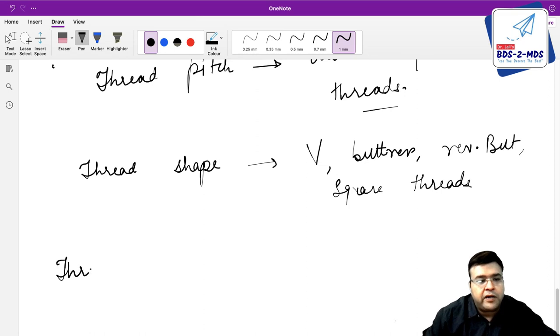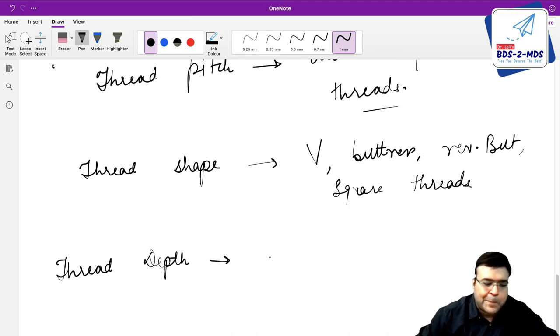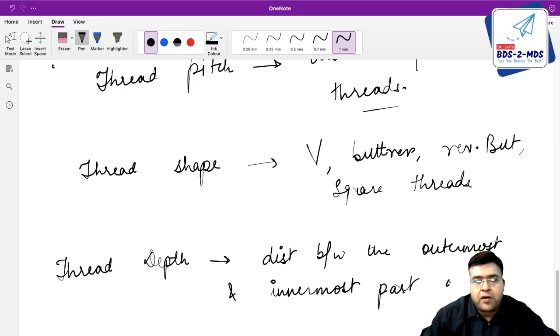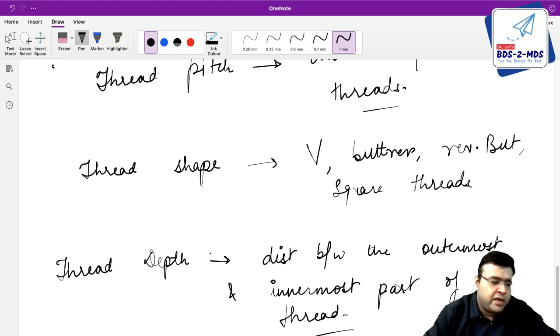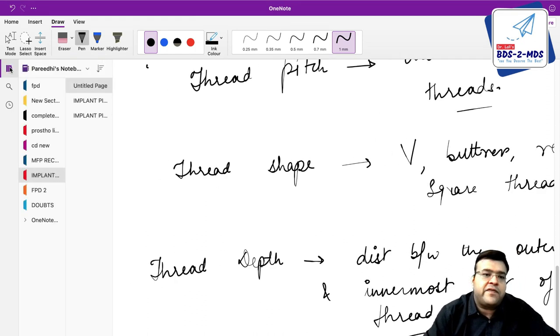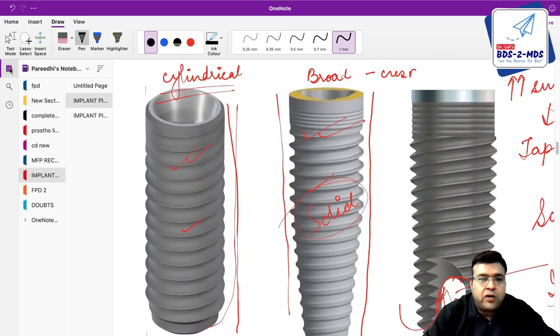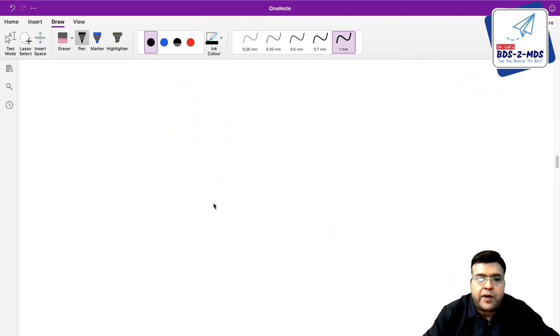The third important term is thread depth. What is meant by thread depth? It is the distance between the outermost and innermost part of the thread, right? So we need to know that all these implants vary depending upon the different thread width, thread shape, thread size, the pitch of the thread. So all these things are the variations between implants.